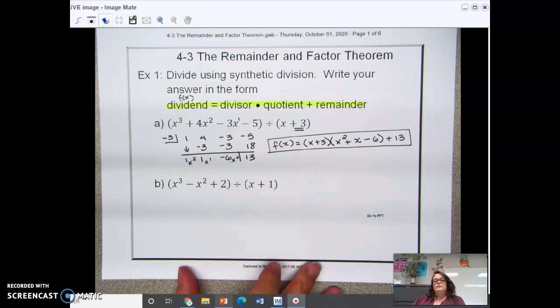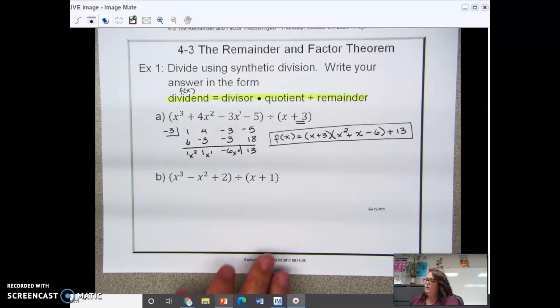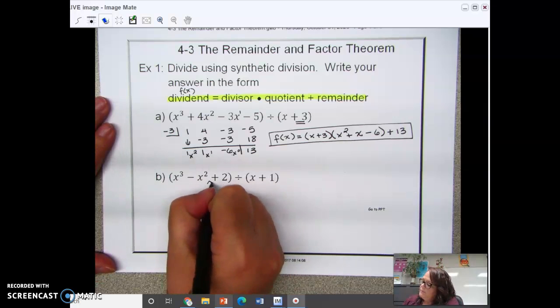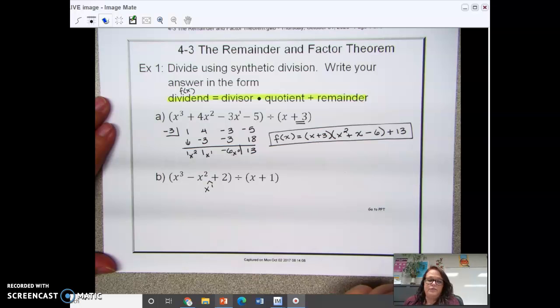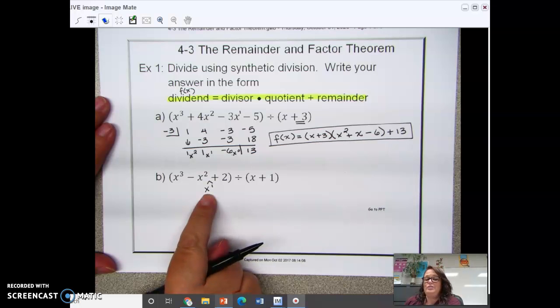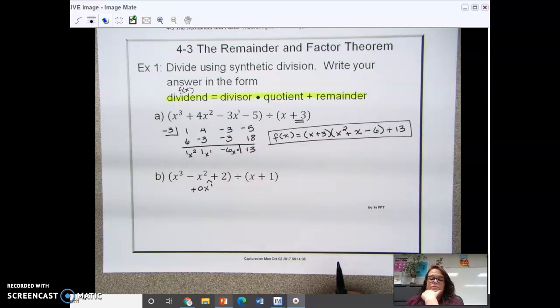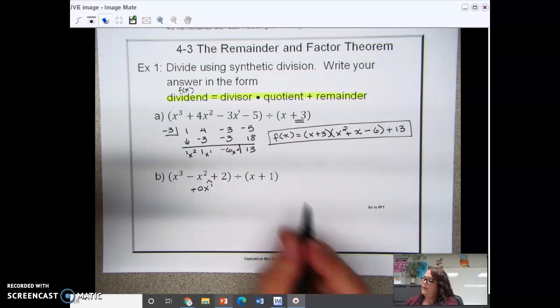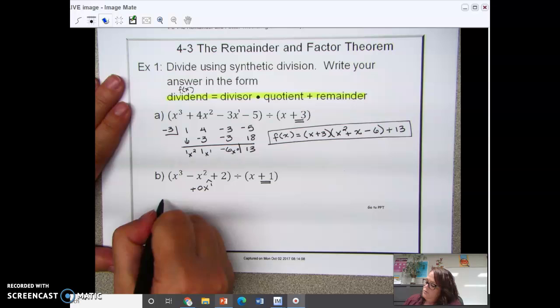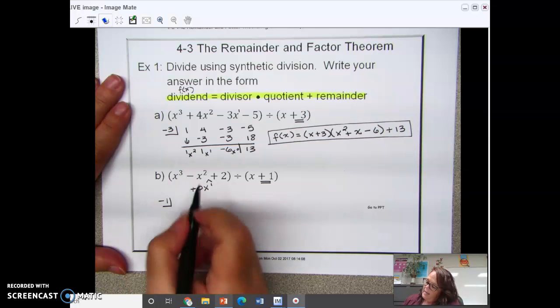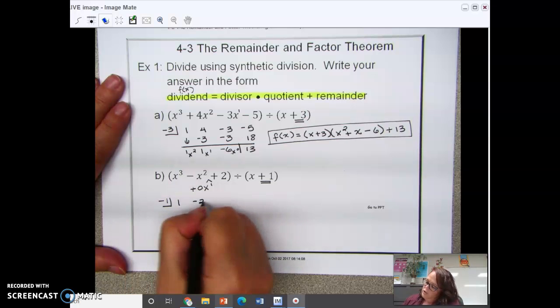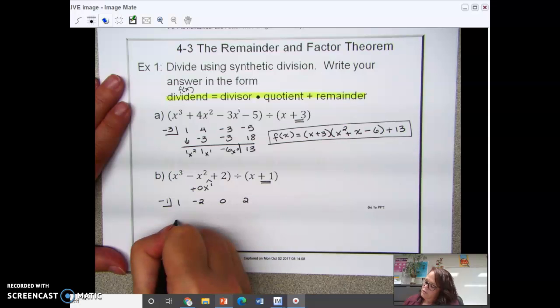Okay, so if we take a look at the second one, what I want you to notice is we are missing an x to the first power. But if I add in x to the first, I've changed what I have. But if I add in a 0x to the first, I haven't changed the value of my function because 0 times anything is 0. So we're going to take the opposite of this 1, which is negative 1. And then I've got 1, I have negative 2, I have 0, and I have 2.